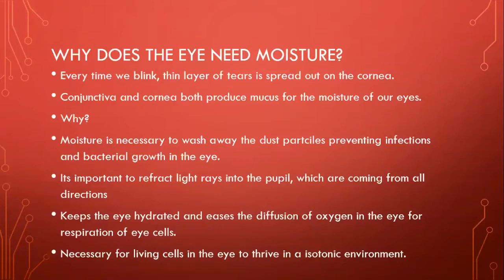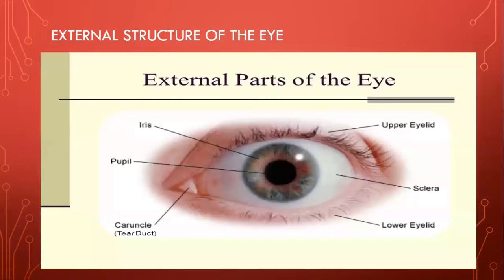Then it also keeps the eye hydrated and eases the diffusion of oxygen in the eye for respiration of eye cells. You need to know that this structure of the eye is directly exposed to the external environment, and as most of our skin, which is exposed to the external environment, is made up of dead cells, this is not made up of dead cells, and these cells are very much living, which means they need oxygen for respiration to continue their cellular activities. And for that, this special organ, the eye, is specialized to absorb oxygen directly from the atmosphere, and this moisture layer provides a suitable environment for the diffusion of oxygen.